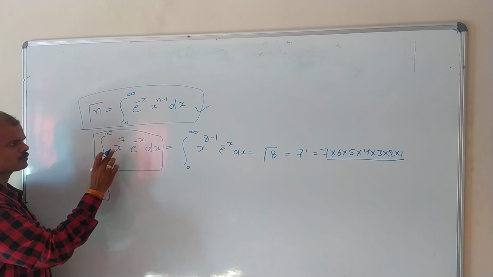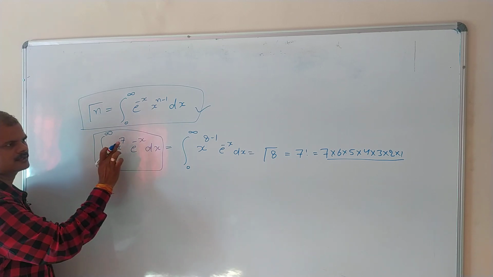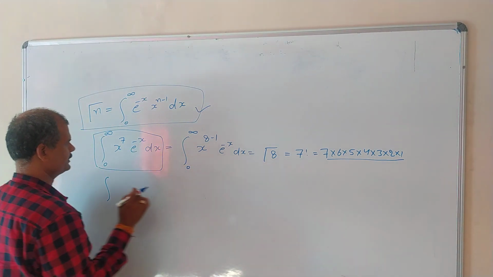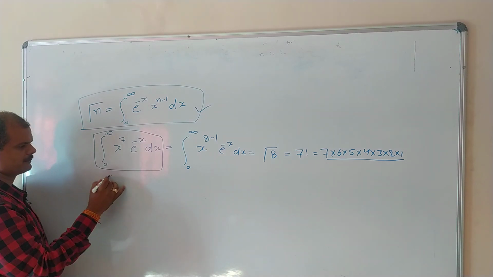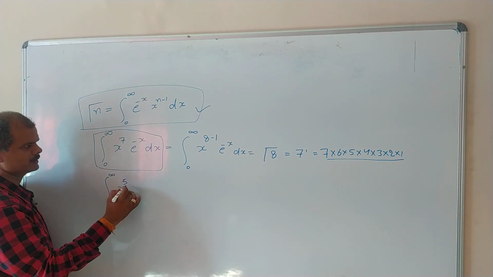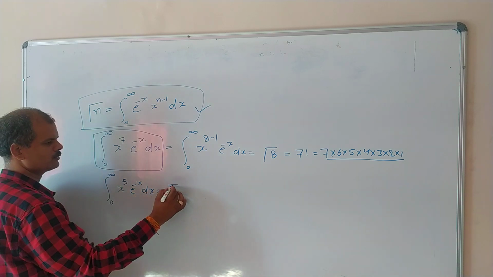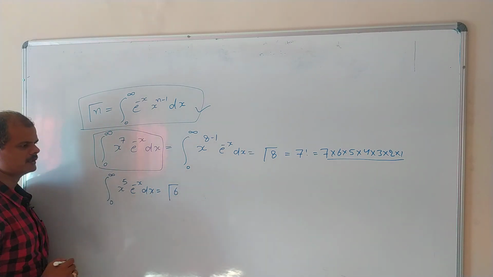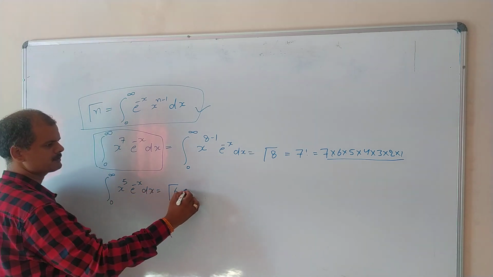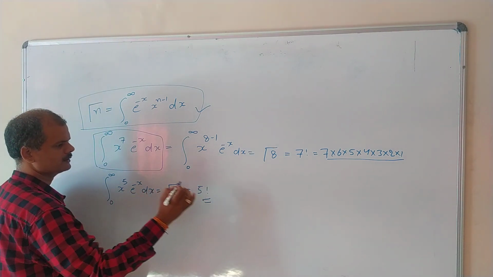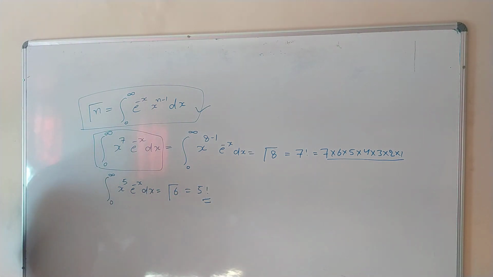Let us take some more. So what is going on here? Power 7 means it is coming gamma 8. Okay. Suppose the power we have is x power 5 e power minus x dx. So very simple, gamma 6 will be the answer. Gamma 6 means factorial 5. Okay. So this type of integral we can handle using this.